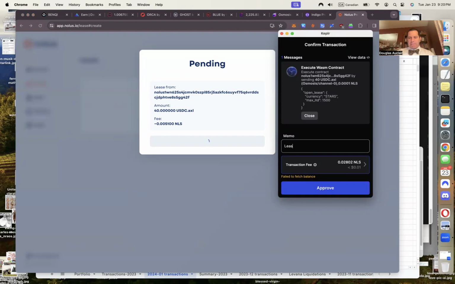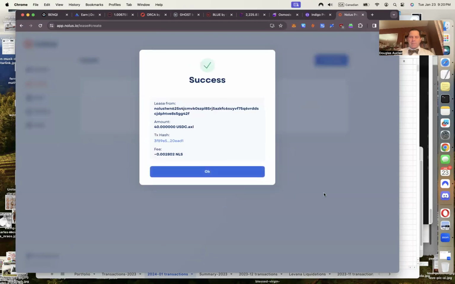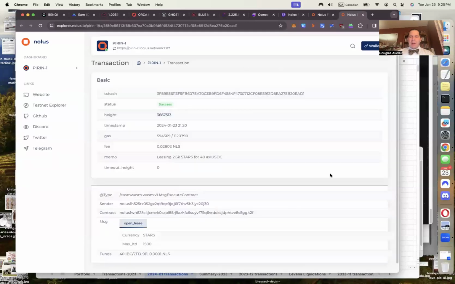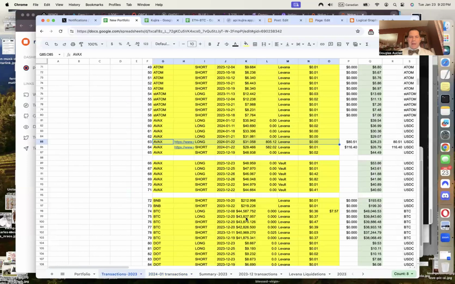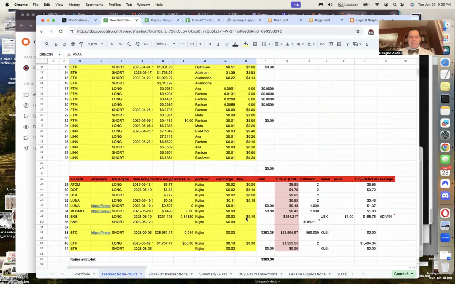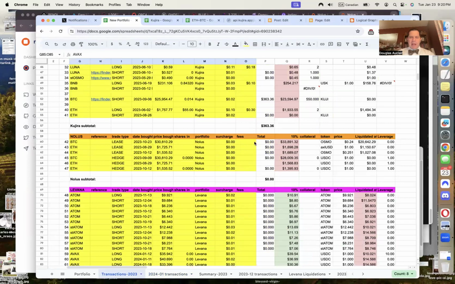Say leasing. Okay, and then success. So I'm going to record this transaction so you see how I do the work that I do. What I have is a set of leverage positions that I maintain. One of them is for Nolus, and you see that currently I have no positions open on Nolus, but I did before.